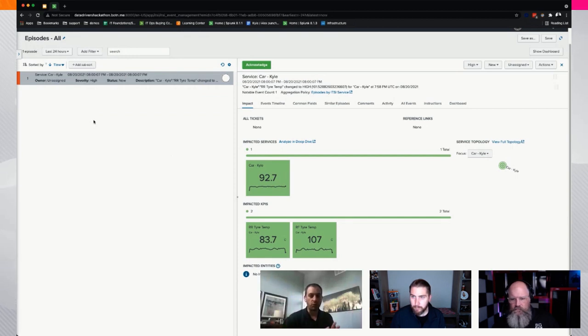Now we're drilled into a specific episode, which is going to be a group of logically related alerts. And we can see, as we move across the right-hand side of the screen, a lot of information about this particular grouping of alerts. The impact tab tells us what ITSI services are part of this episode, and what KPIs were identified. You can use analyze and deep dive to drive right out to a custom deep dive for just the services and KPIs in the search.